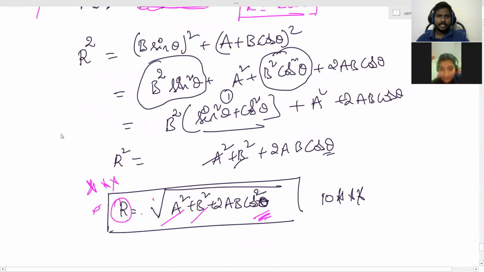You got it now? It's a very easy derivation. Just by using Pythagoras theorem, you can solve it. This length will represent the magnitude of that vector. We're trying to find out the magnitudes. What is the magnitude of the resultant?